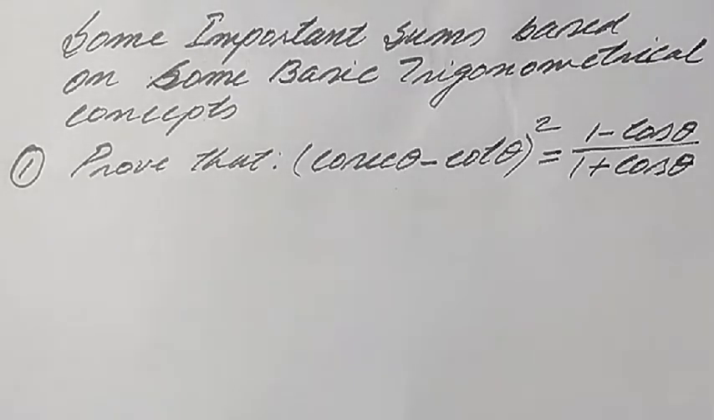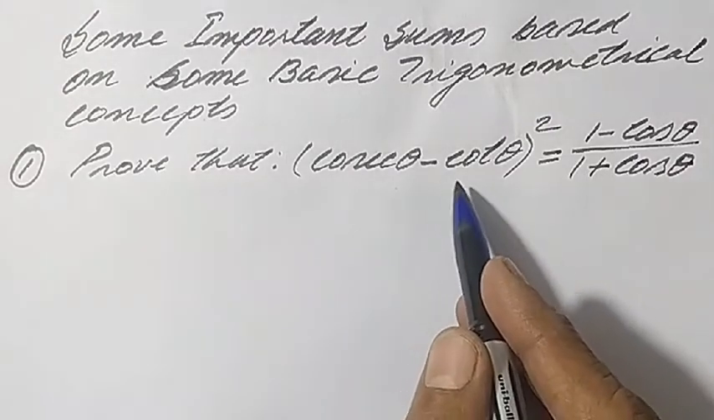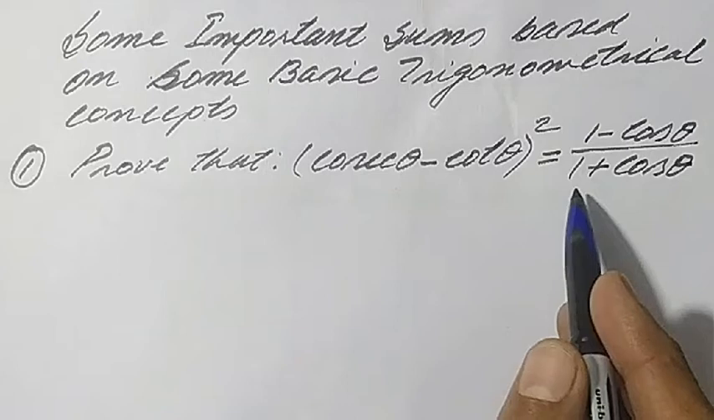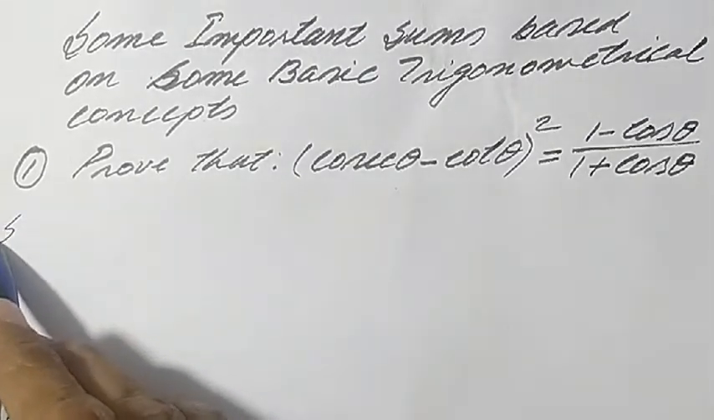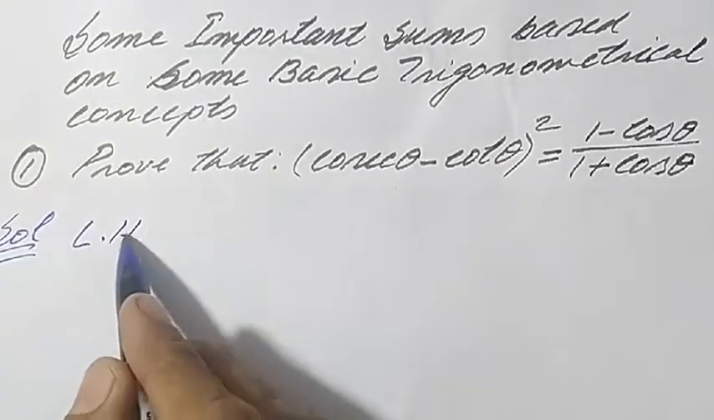Today in this video, I am going to explain some important sums based on some basic trigonometrical concepts. So first one is prove that (cosec theta minus cot theta) whole square is equal to (1 minus cos theta) upon (1 plus cos theta). So let's do it. Let's take left hand side.